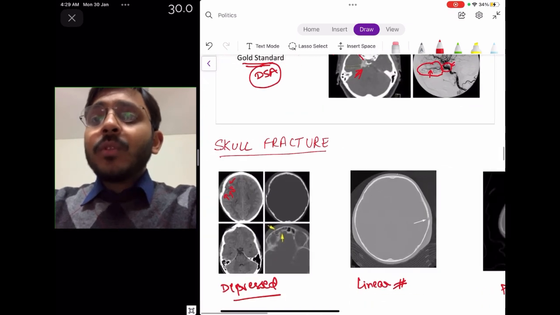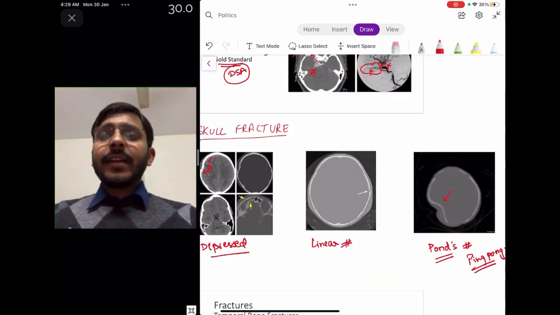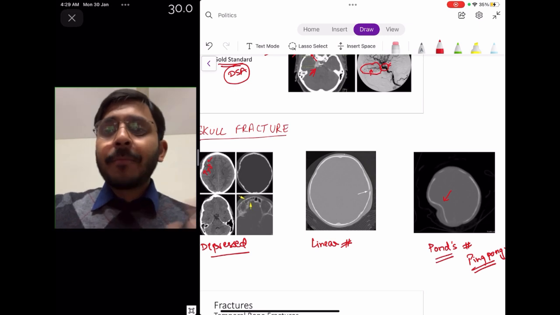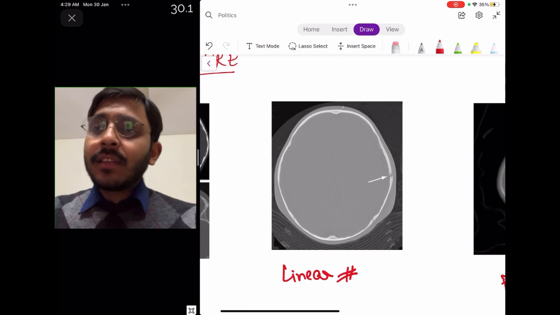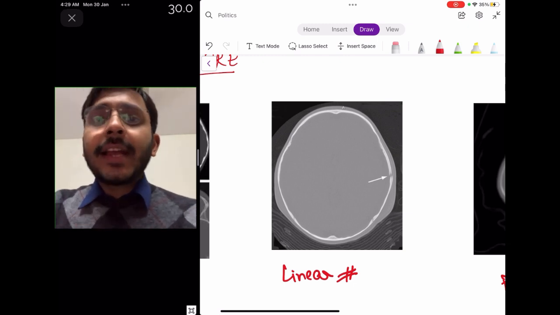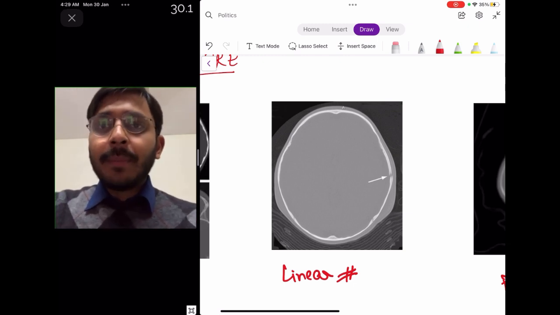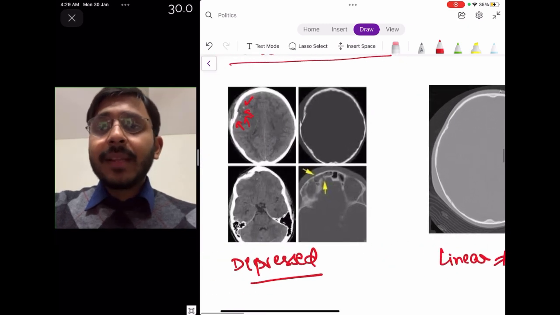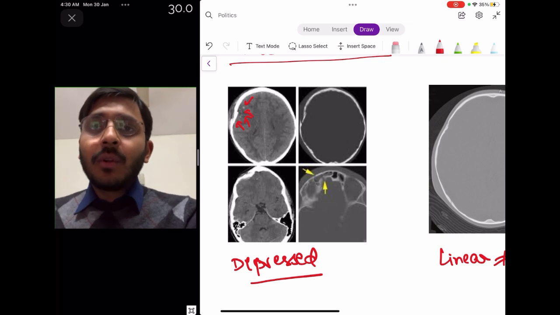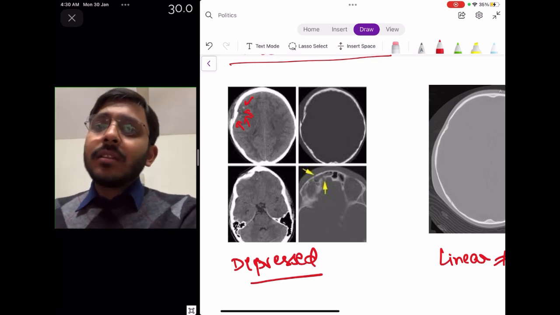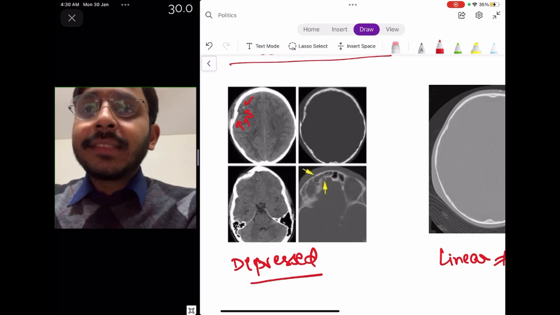Now coming on to skull fractures. Skull fractures are divided into linear and depressed skull fractures, and amongst linear skull fractures you have a simple linear fracture in which there is a cortical breach and the fracture fragments are not displaced or depressed. However, in a depressed skull fracture, the fracture fragments are depressed or displaced from their location, and they can injure the underlying brain parenchyma as seen here.